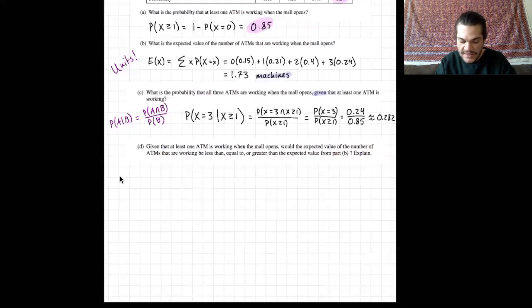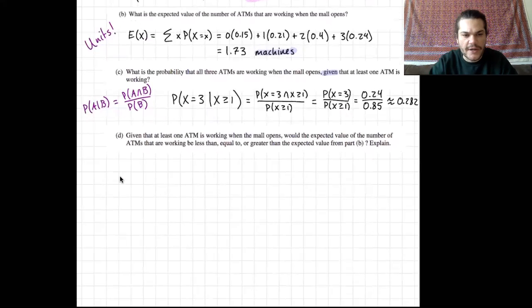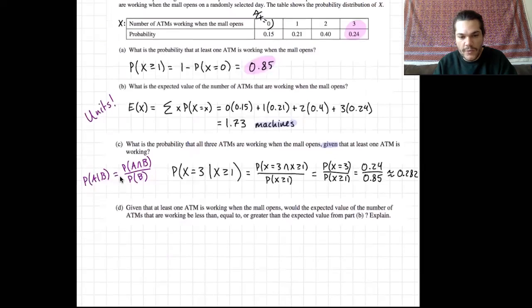And let's see what D is asking us, probably the hardest part. Given that at least one ATM is working when the mall opens, would the expected value of the number of ATMs that are working be less than, equal to, or greater than the expected value from B? So if we have the condition that one is open, how many ATMs do we expect to be open? There's no more zero, it's never going to happen anymore. So we expect this to go up.